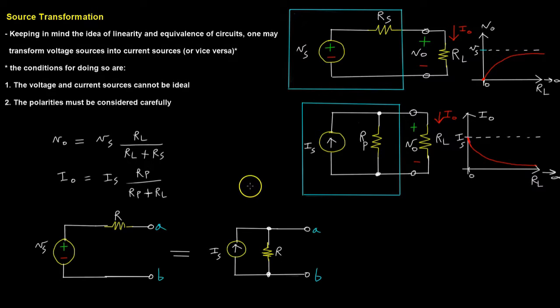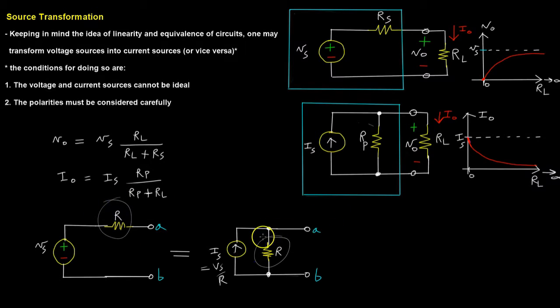Given that background, source transformation is basically the idea that if you have a voltage source and a resistor in series with it, you can turn that into a current source with a resistor in parallel with it. The way you relate them is that if I start with the voltage source, the current source value becomes VS over R. And of course, pay attention to the directions. Your plus and minus going this way, and your current will go upwards here. You'll of course have the same resistor in both cases.